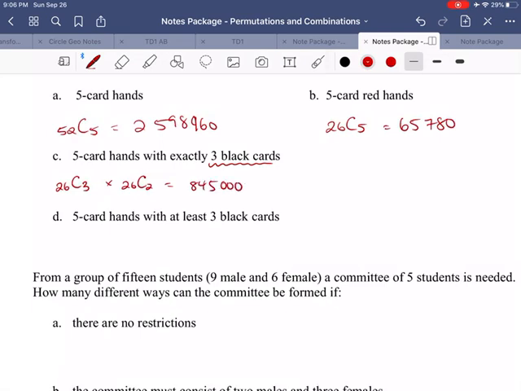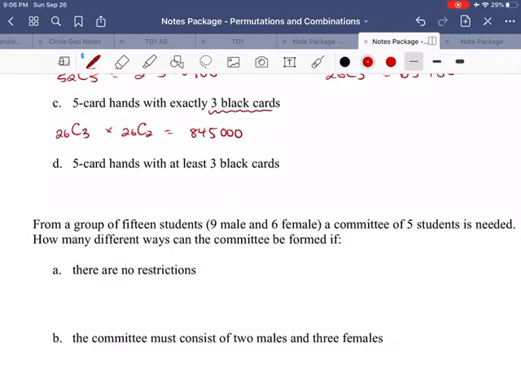So there's 845,000 different hands. 5 card hands with at least 3 black cards; this is different than exactly 3 black cards. So there are different combos: there's 3 black, 2 red; there's 4 black, 1 red; and then there's 5 black. Okay, and we need to add up the different scenarios.